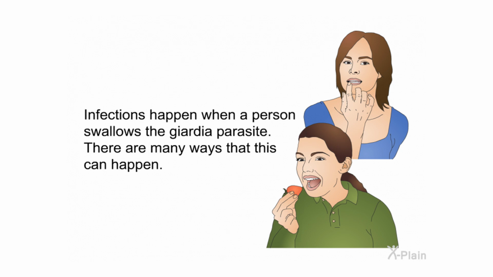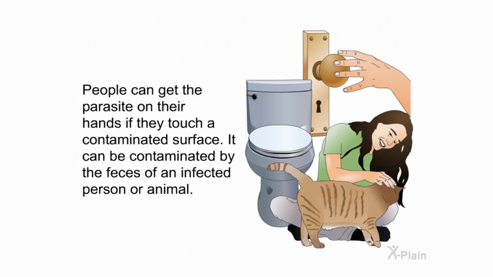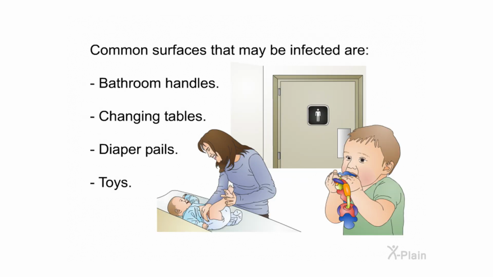Causes. Infections happen when a person swallows the Giardia parasite. There are many ways that this can happen. People can get the parasite on their hands if they touch a contaminated surface. It can be contaminated by the feces of an infected person or animal. Common surfaces that may be infected are bathroom handles, changing tables, diaper pails, toys.